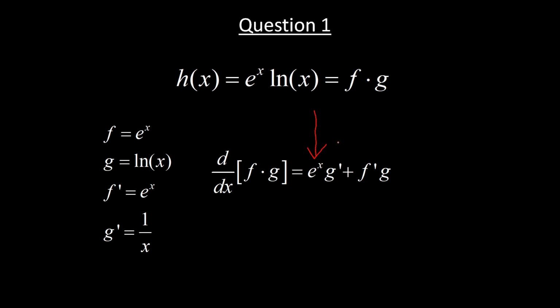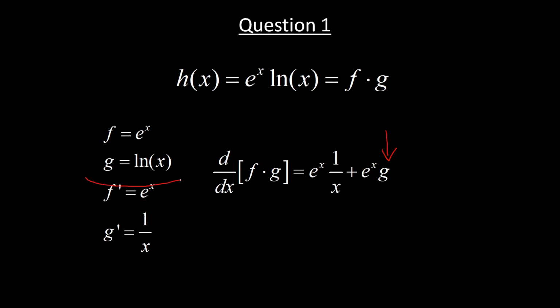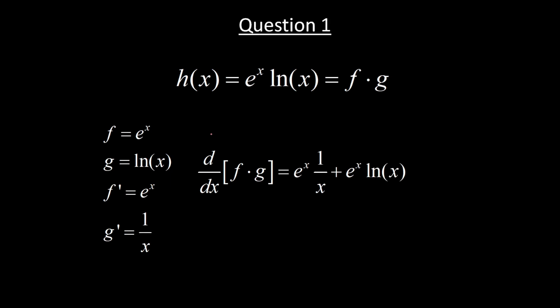So f is e to the x. G prime is 1 over x. F prime is e to the x. And g is log x. There's our answer after plugging everything into the product rule. We'll now do our best to clean it up. There are actually no cancellations that happen here. So all that's left to do is get a greatest common factor. And that is our derivative of h.